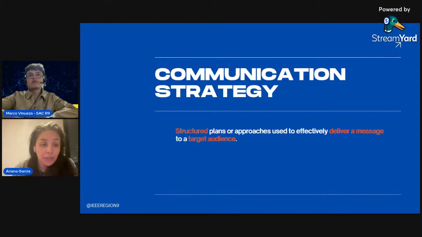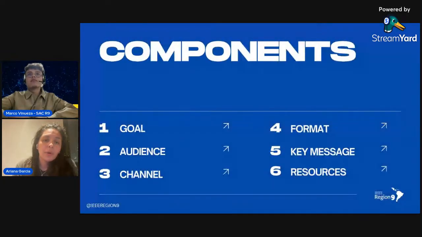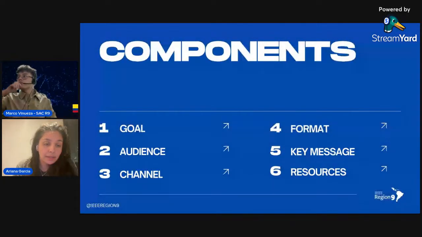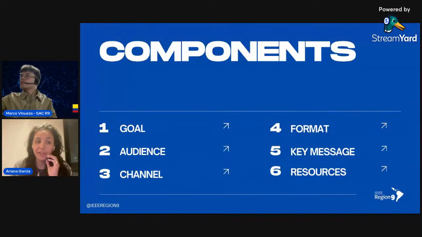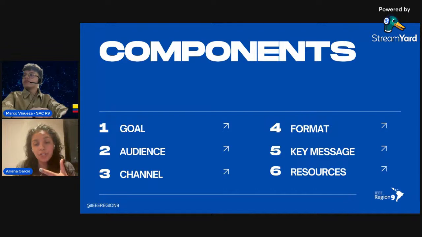So this communication strategy is very important because it makes us think about how we do things and why we do things. We have different components to this communication strategy. I think there are a couple more, but these are the more important ones: goal, audience, channel, format, key message, and resources.